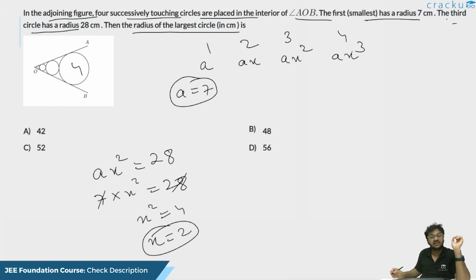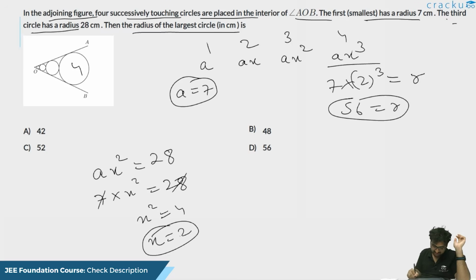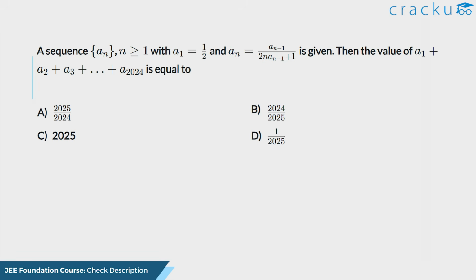We have been asked the radius of the largest circle, which will be AX cube. A is what? 7 into X cube. 2 cube is equal to 8. So 8 into 7, 56 is equal to the radius of the largest circle. Hence the correct answer of this question is 56.